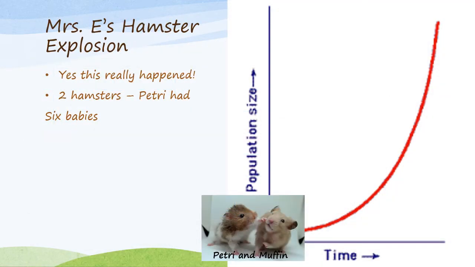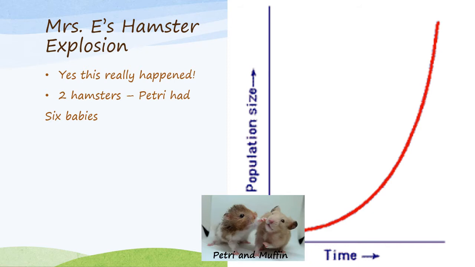So let's talk about me as a young child and my hamsters. When I was a little kid, my mother went out and bought hamsters for me and my brother. They were named Petrie and Muffin. These are not the actual pictures of the hamsters. I don't have pictures from back then. This is just what I stole from the internet. So we had Petrie and Muffin.